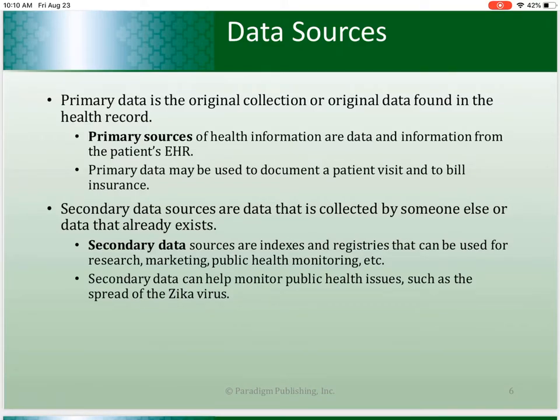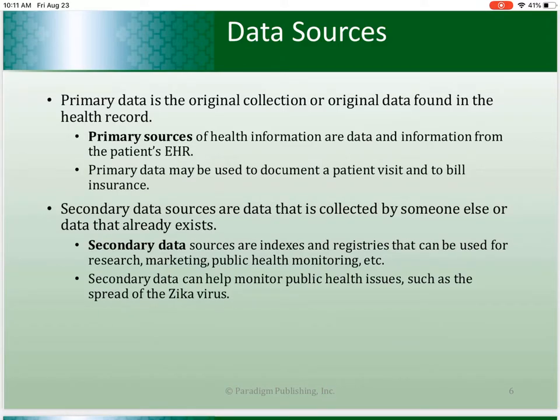Now, your secondary data sources, that's going to be data that's collected by someone else or data that already exists. And if you remember back from health records, some of our secondary data sources are our indices and registries, like your disease index or your operations index. You're pulling the information from a medical record and putting it into another database. Cancer registry, for example. That information came from somewhere, but it is not the actual information that was entered into the medical record. It's in a separate database. So you have primary sources and secondary sources.